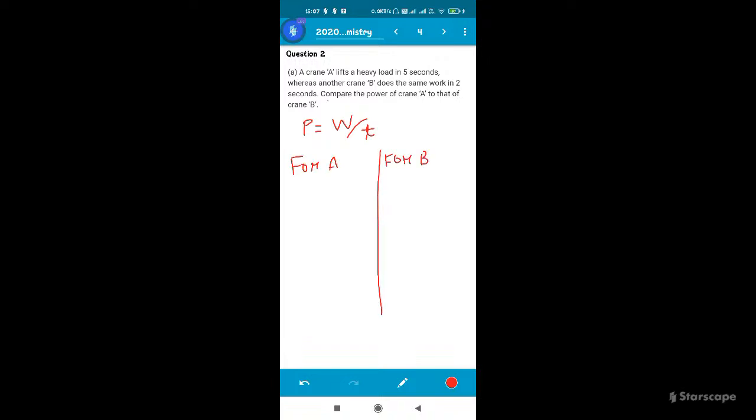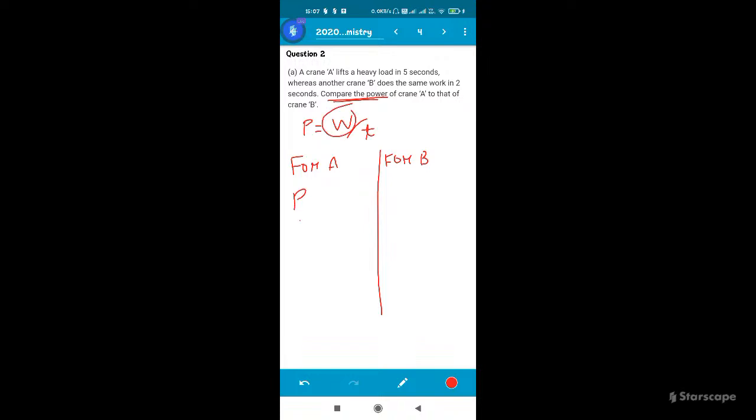You have been told to compare. Compare means you have to find the ratio. Always remember that. In your question paper you will be asked to compare a lot of things, for example the kinetic energies of two bodies, or the refractive index of two transparent media. So whenever a comparison has to be done, it has to be done in the form of a ratio.